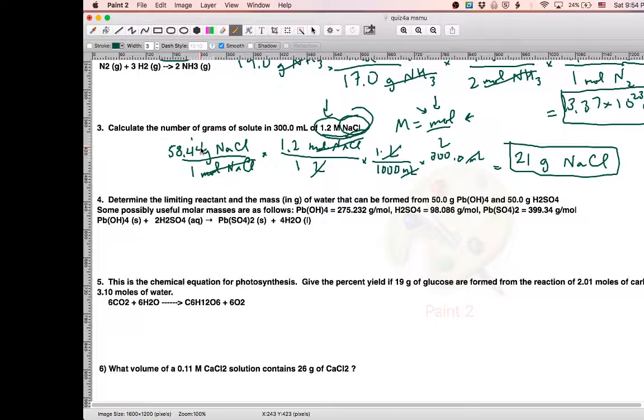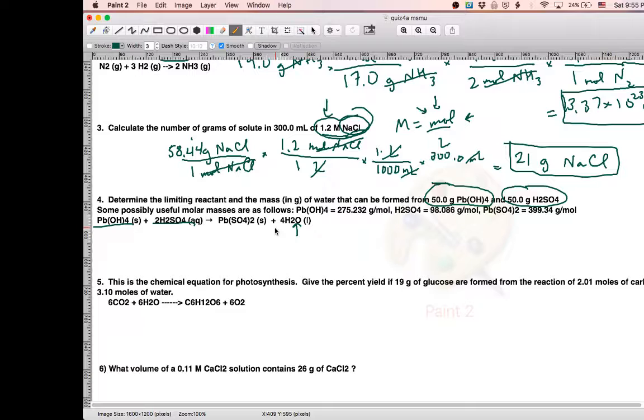There are two different methods to finding the limiting reactant. You could use the method where you assume that you have this much of this, and you calculate how much product you get. What product are we interested in? We're interested in water. So how much water you get. And then you assume you have this much of that, and you calculate how much water you get. The one that gave you the lower amount of water is the correct one. It would be the limiting reactant. Okay? There is that method.